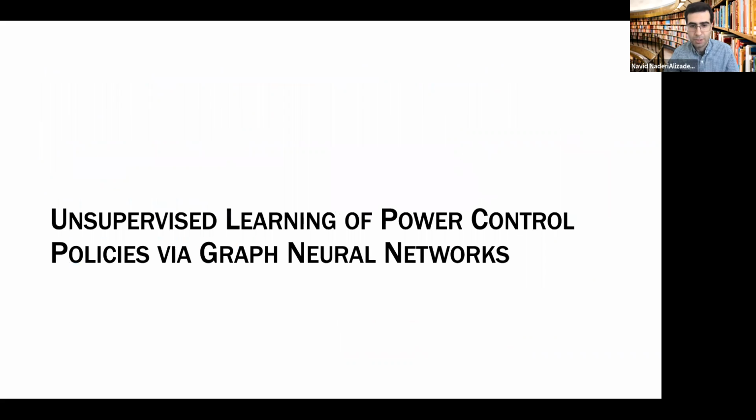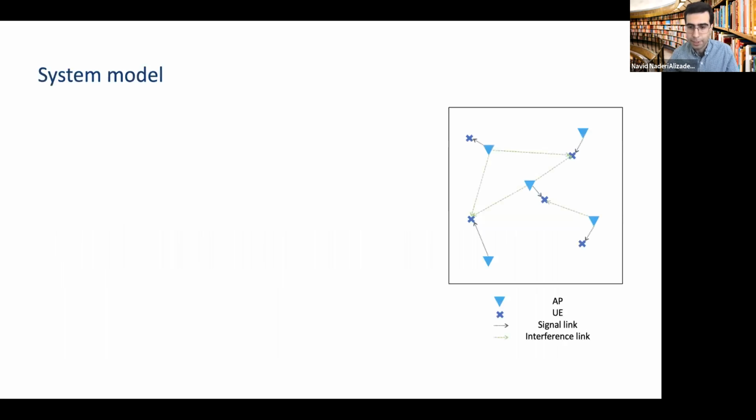So just touching upon this last part, we used graph neural networks to basically learn power control policies in an unsupervised way. That's kind of different from using reinforcement learning. Here we really don't have access to any kind of reward mechanisms or label data to tell us what the optimal power control should be. So again, this is just preliminary work.